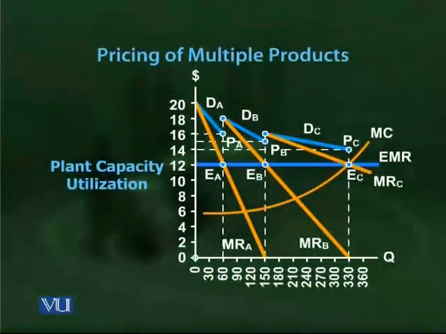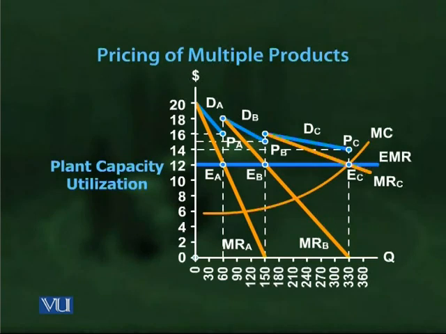So in this way we can see that the firm is producing more than a single product, here three products in this case A, B, C, and we have determined the optimal output levels and prices for the different products.